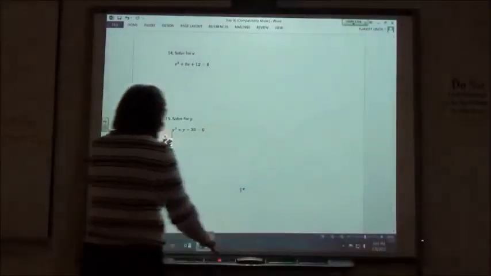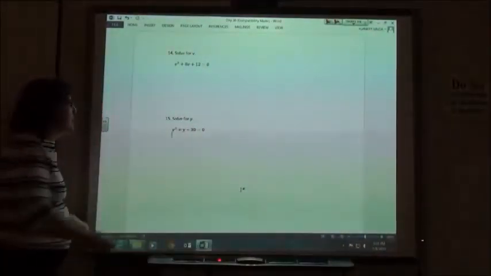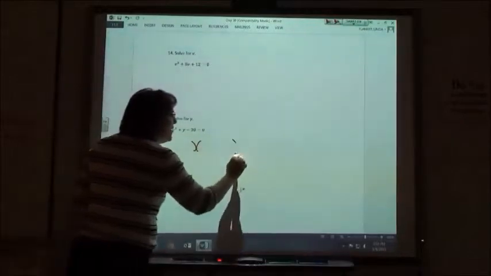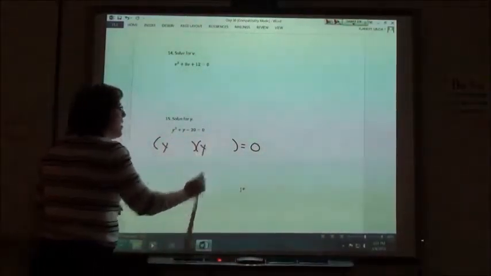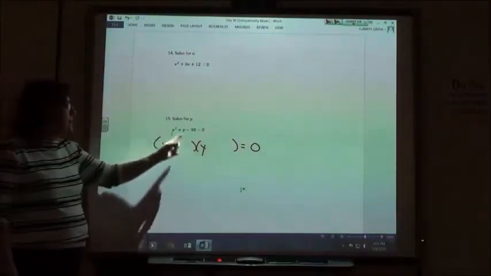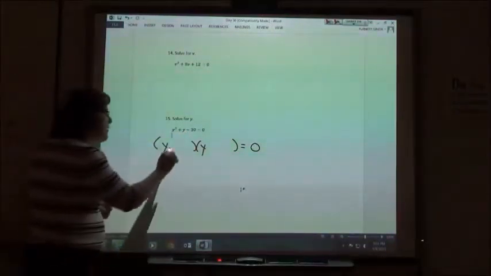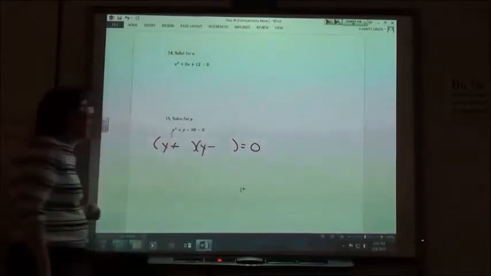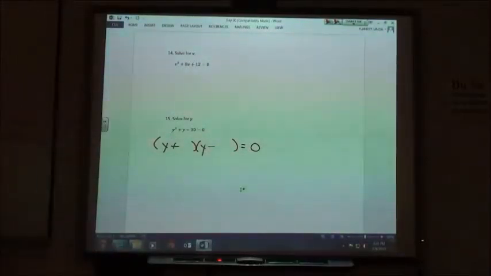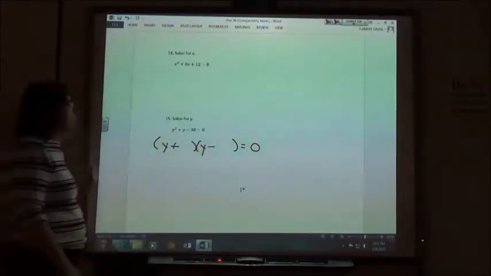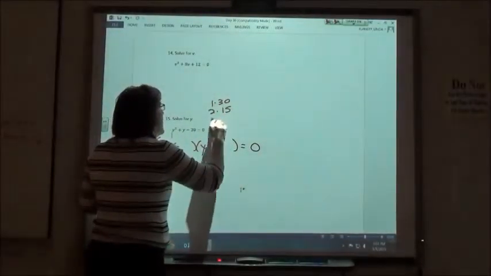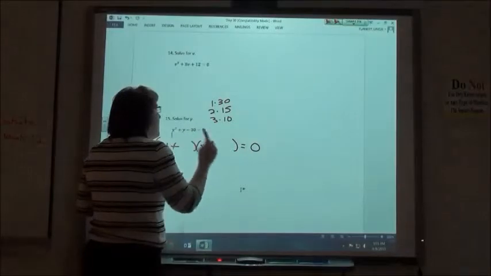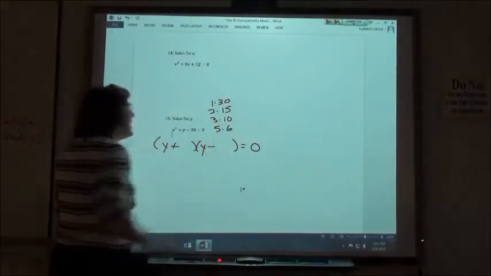Again, we have the quadratic expression. It's set equal to 0. I'm going to solve by factoring it out. Factors of y squared, y times y. My signs, since the end is a negative, I've got one of each. A positive times a negative is a negative. I want the factors of 30 that will give me 1. 1 times 30, 2 times 15, 3 times 10, 4 doesn't work, 5 times 6.